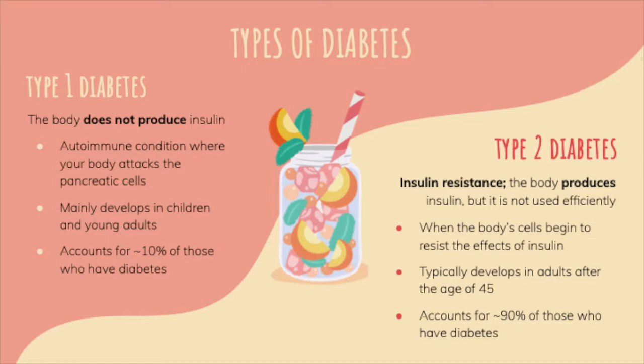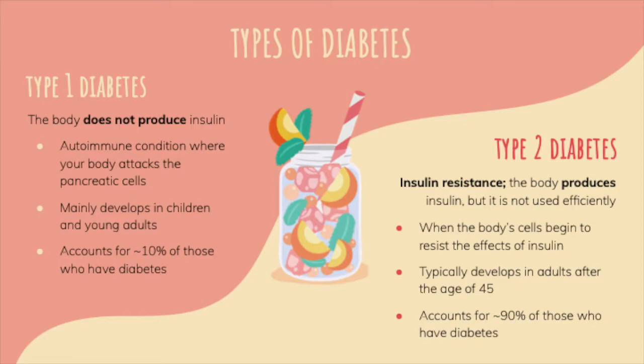Type 1 diabetes is when the body does not produce insulin, and it's essentially an autoimmune condition where your body actually attacks the pancreatic cells, preventing the production of insulin completely. It mainly develops in children and young adults, even though it is sometimes rarely found in older adults as well, and only accounts for 10% of all those who have diabetes.